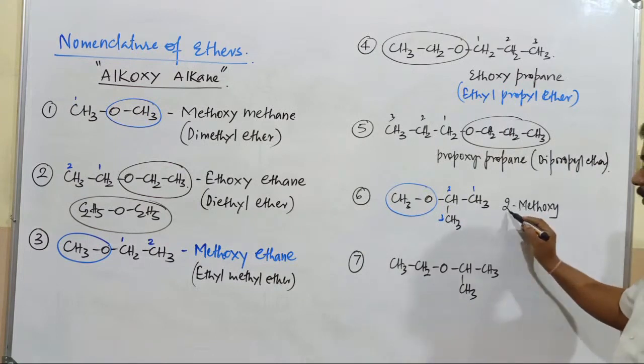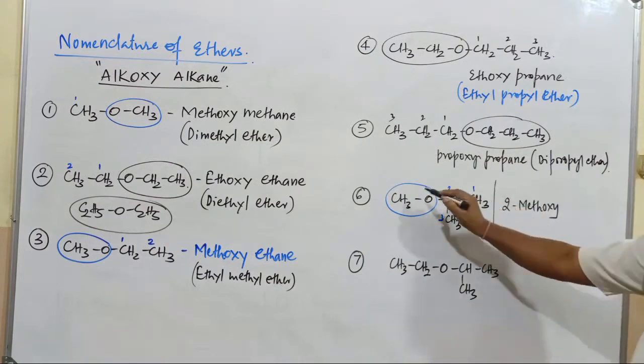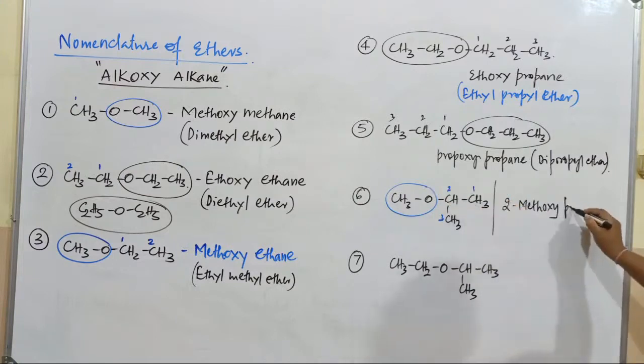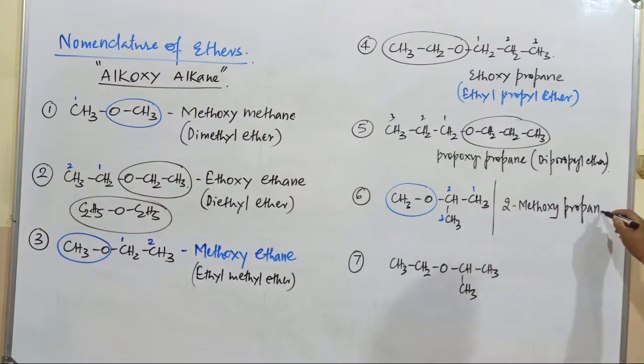2-methoxy. Why is it 2? It is because the methoxy group is on the second carbon atom. The longest chain contains 3 carbon atoms, so it is known as propane. 2-methoxypropane is the IUPAC name of this compound.